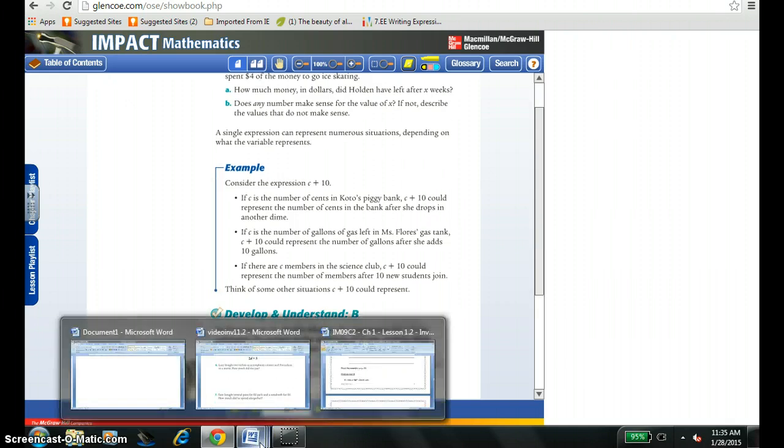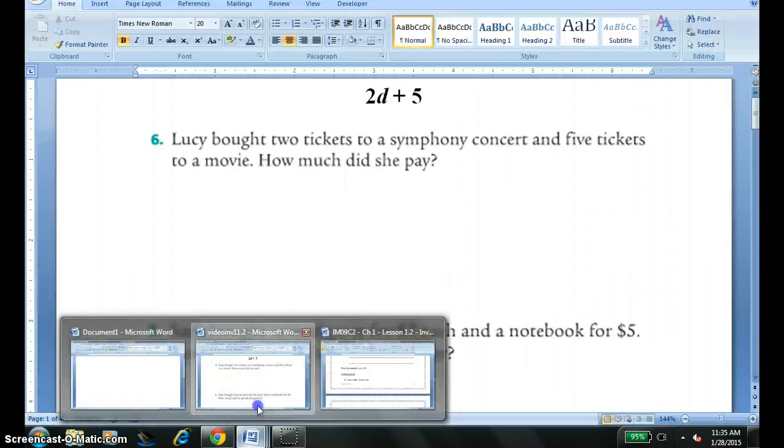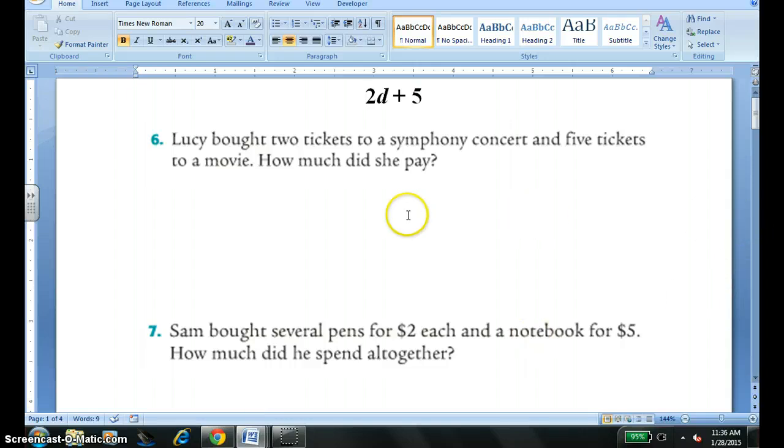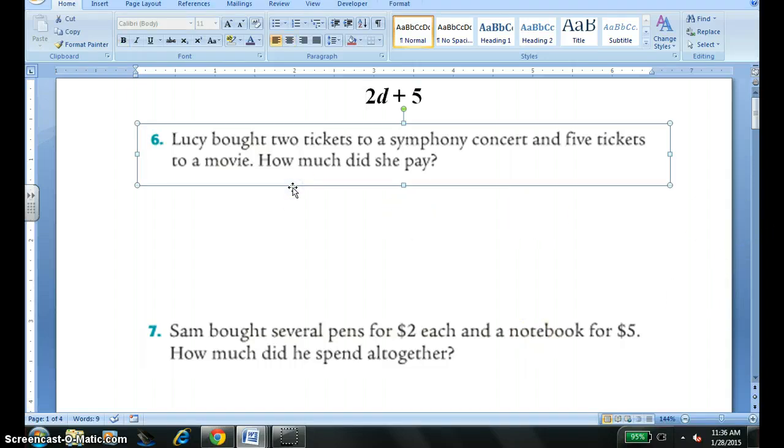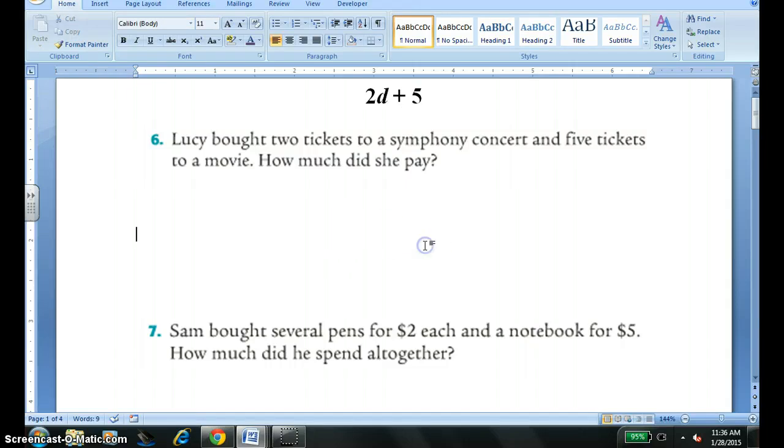And let me actually put you to this next question. Okay, so here it is. It says, Lucy bought 2 tickets to a symphony concert and 5 tickets to a movie. How much did she pay? What you're trying to do here, this is number 6, is you're not trying to think of a situation. You already have right here a situation and you have an expression. You're trying to see, does this expression, 2D plus 5, match this situation? Lucy buying tickets to the symphony concert and 5 tickets to a movie. And is the answer to this, how much did she pay?